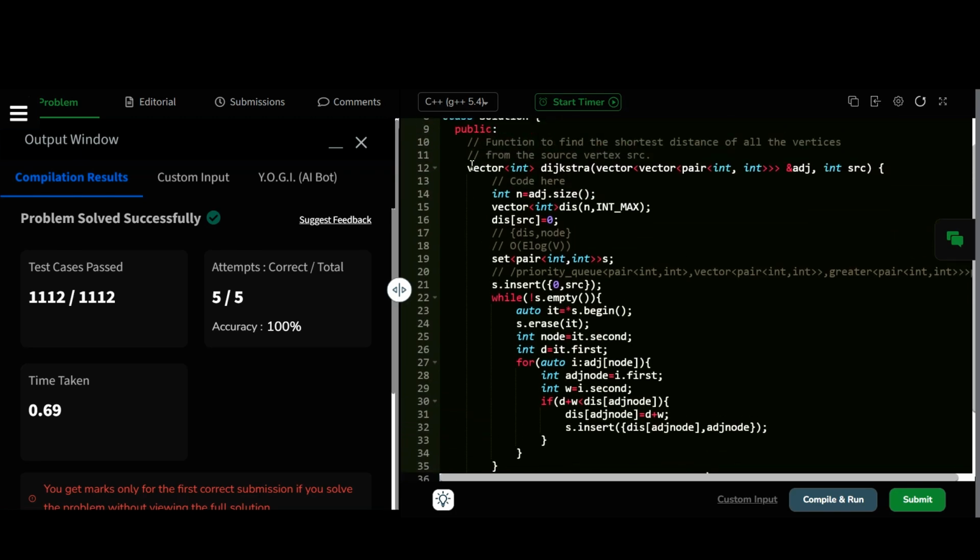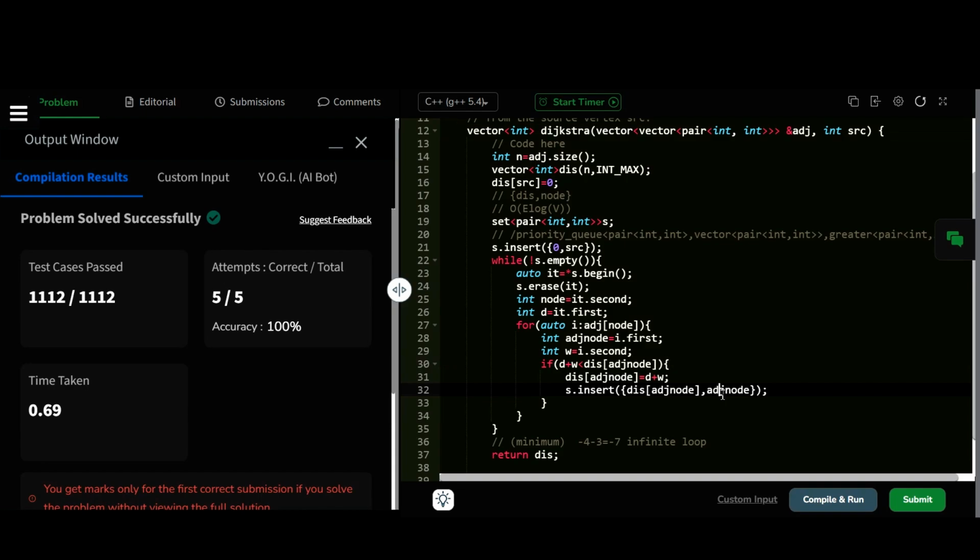Okay, so that's the algorithm. In the next lecture, we will discuss the time complexity in detail.